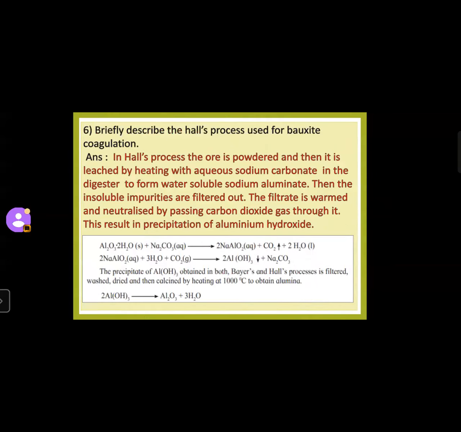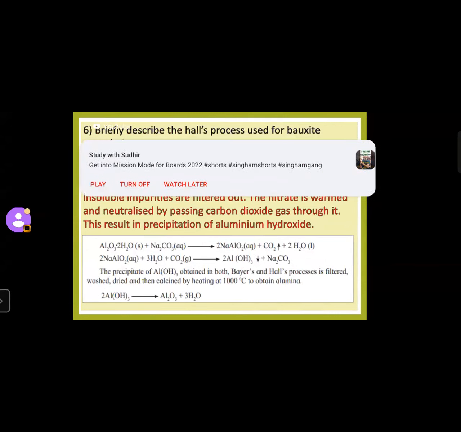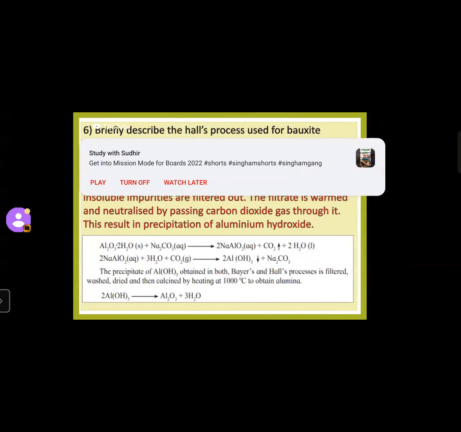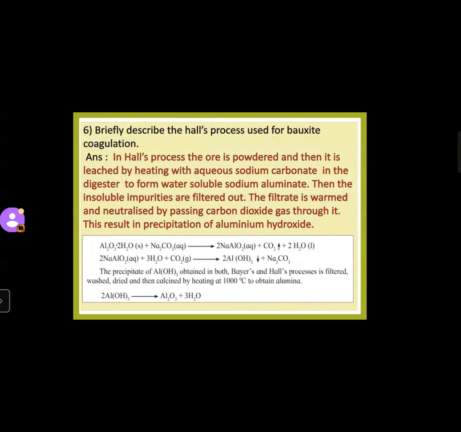Okay. Now the next question is the sixth one: briefly describe the Hall's process used for bauxite concentration.